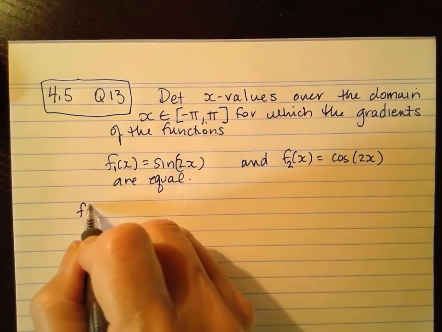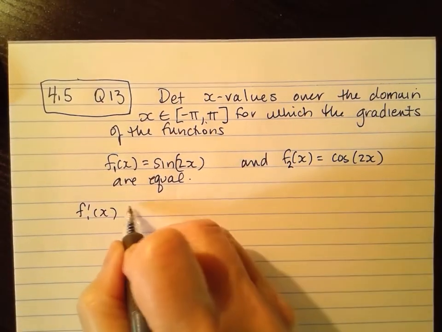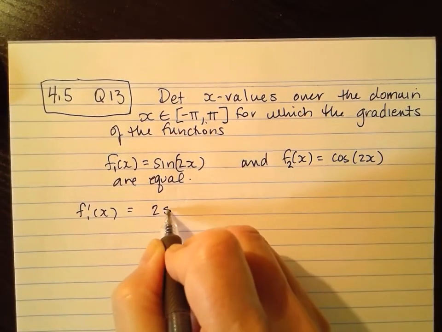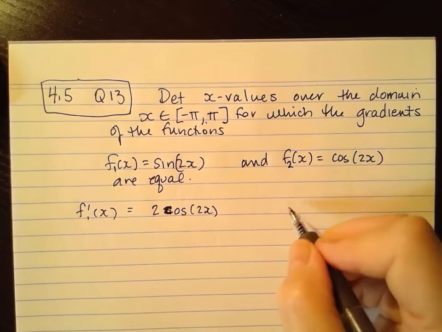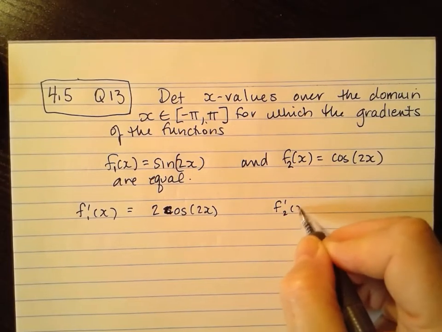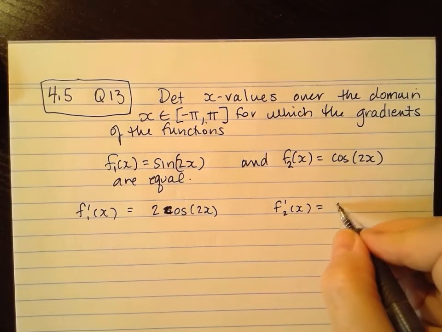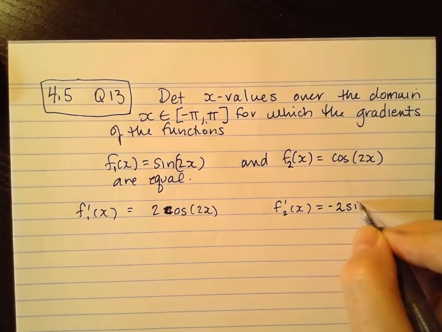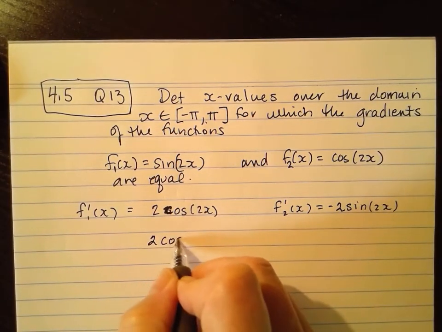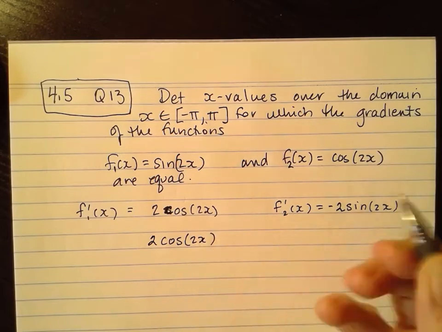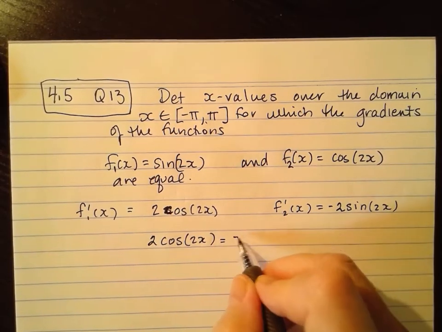So I'm going to take the gradient of f1. When I do that, I get 2x, and when I take the gradient of f2, I get -2 sine 2x. Okay, so that's probably the easy part. Now when I set those equal to each other, that's the first time when I have to really think about what I'm going to do.